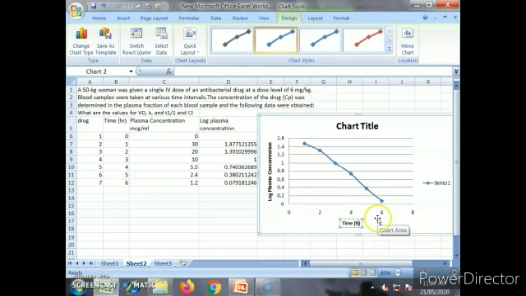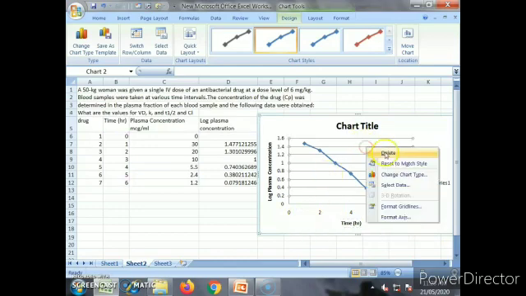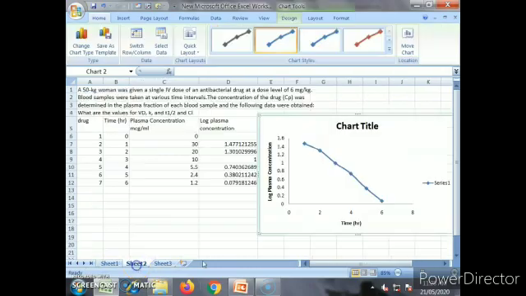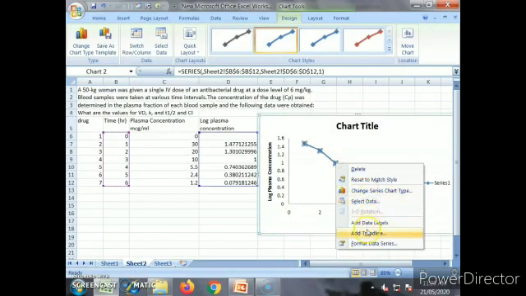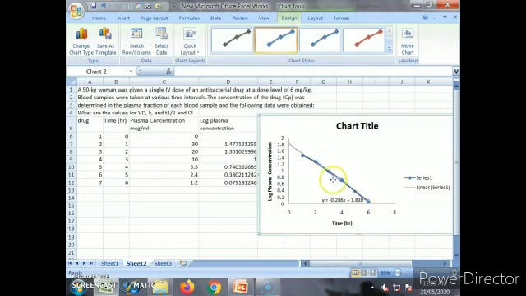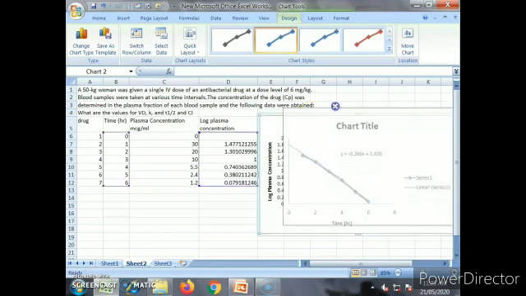Next we have to remove the slope of this straight line, from the graph we have got. So for removing the slope, you have to click on this straight line and go to Add Trendline. After going to Add Trendline, you have to click on Display Equation, then close. Like this you will get the equation, that is nothing but the slope of this line.